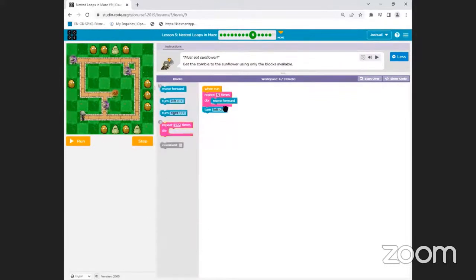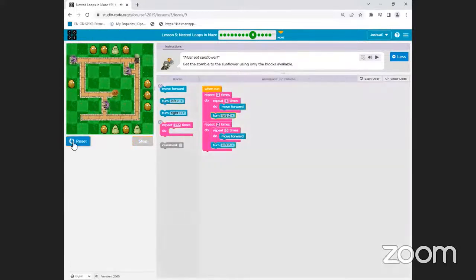So then if I'm moving forward 5 times and doing that, and I need to then repeat this 3 times, I should then be able to put this here for repeat twice and move forward. Well, it's 1, 2, 3, 3 times and turn left. Brains.